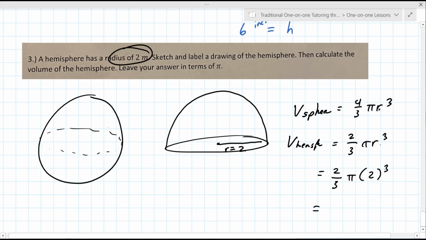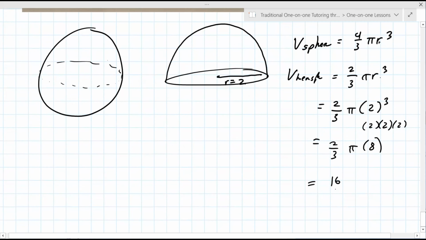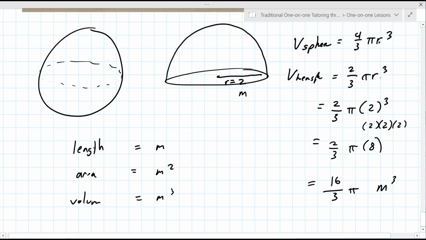And the reason I've been saying it that way, not 2 to the 2/3, is because you literally have to multiply 2 times 2 times 2, which is 8. Then you combine it with this fraction here, so it's 16 over 3 times pi. Because the units were given in meters, your volume is meters cubed. It's always cubed when it's given in volume. A length would be like meters, an area would be meters squared, and a volume would be meters cubed.